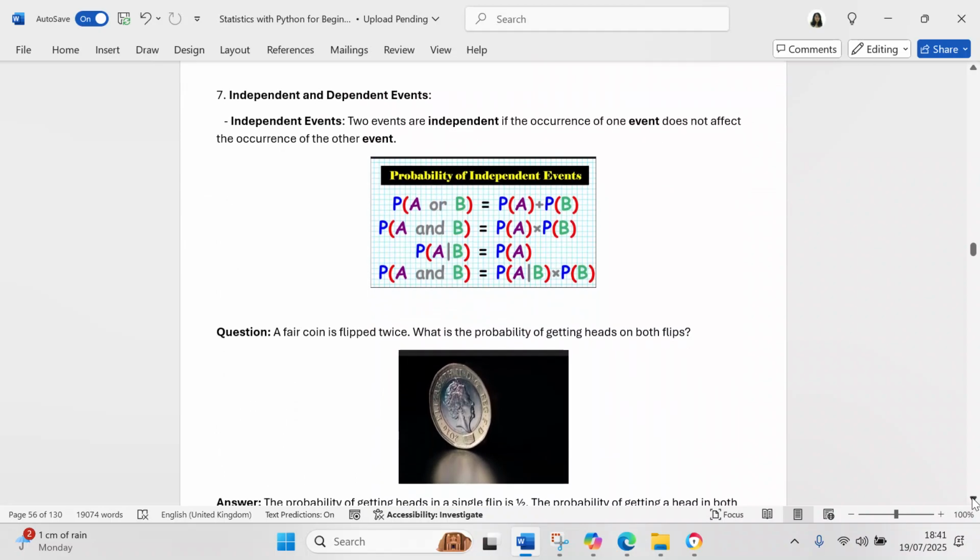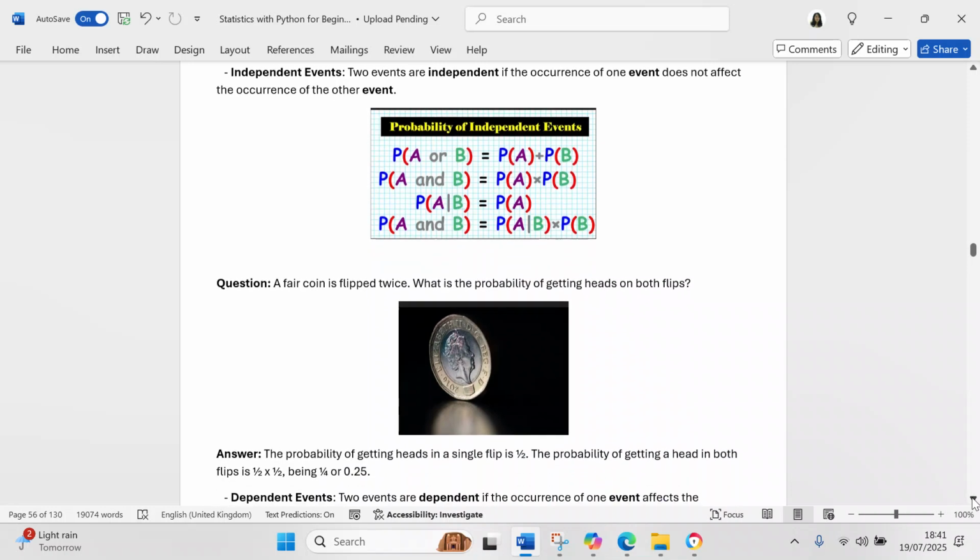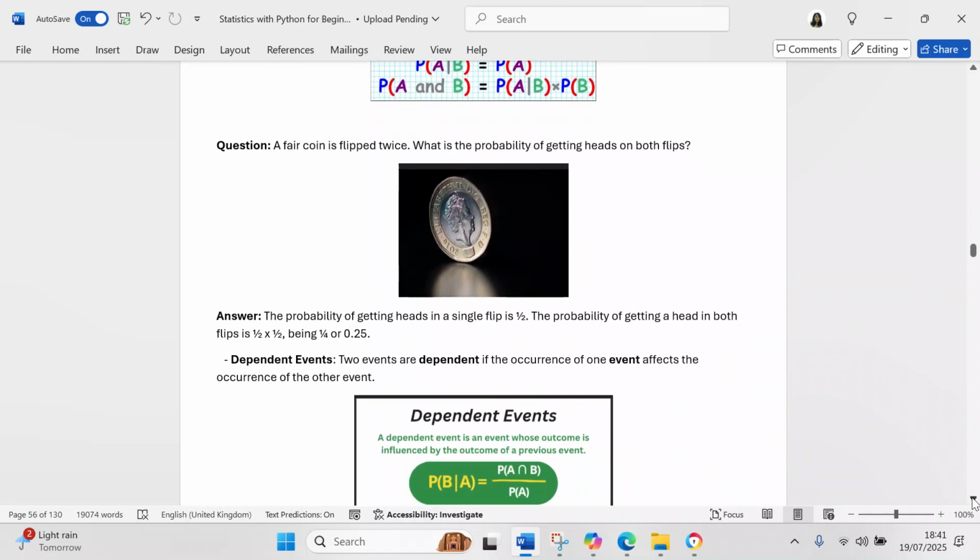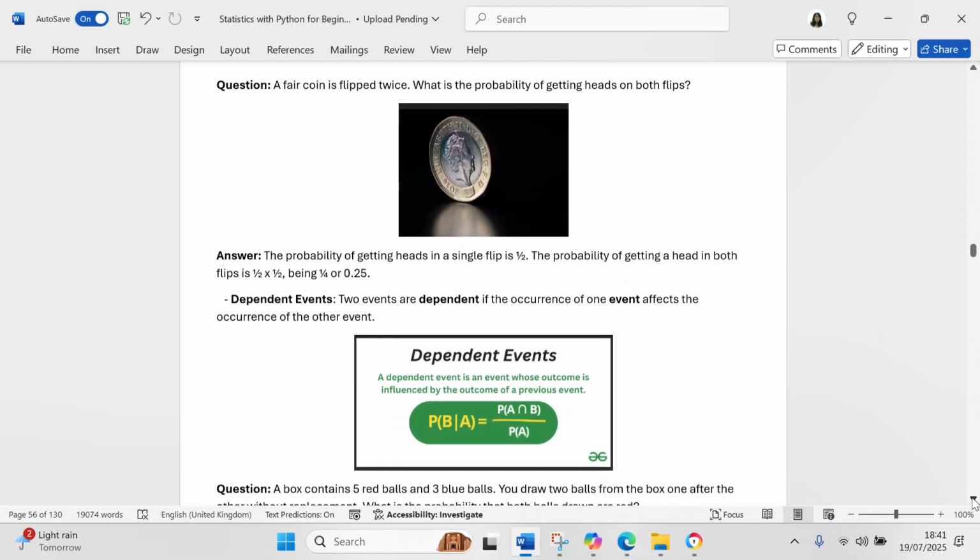You have something called independent and dependent events. Events are said to be independent if the occurrence of one event does not affect the occurrence of the other event. So we have a question. A fair coin is flipped twice. What is the probability of getting heads on both flips? So the answer is: the probability of getting heads on a single flip is 1/2, and the probability of getting heads in both flips is 1/2 times 1/2, being 1/4 or 25%.